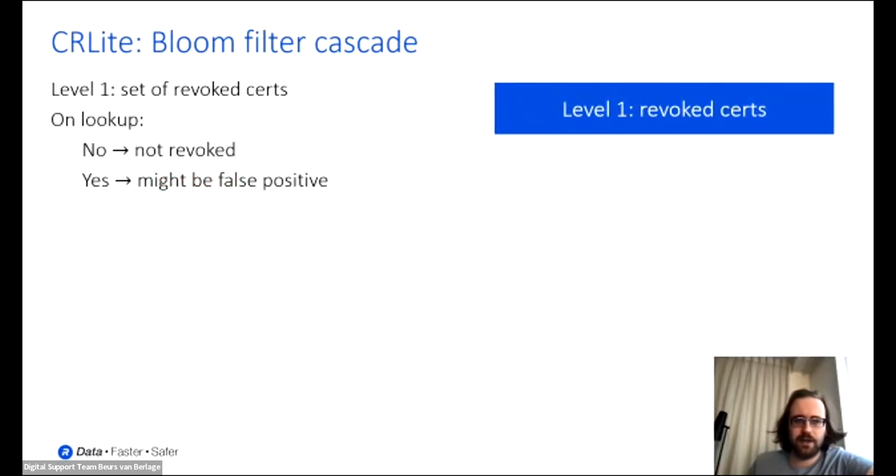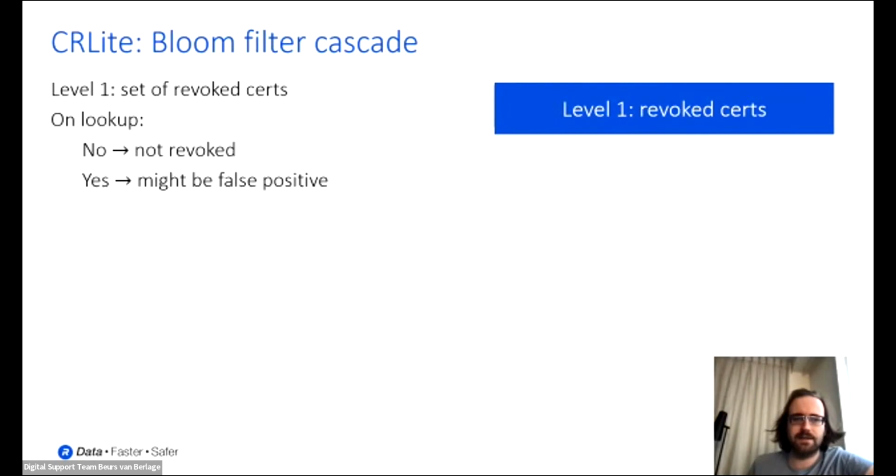So how CR-Lite uses these Bloom filters is that it stacks them in a cascade. The idea is it creates at a first level a Bloom filter containing all the revoked certs in the data set. When the client gets a cert and does a lookup into this, if it says no, this is not revoked, then because Bloom filters have no false negatives, the client knows that indeed the cert is not revoked, or was not as of the time that the database was compiled.